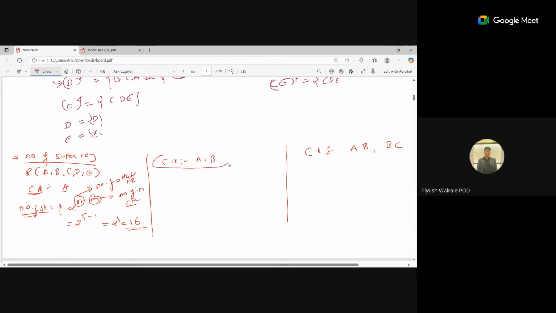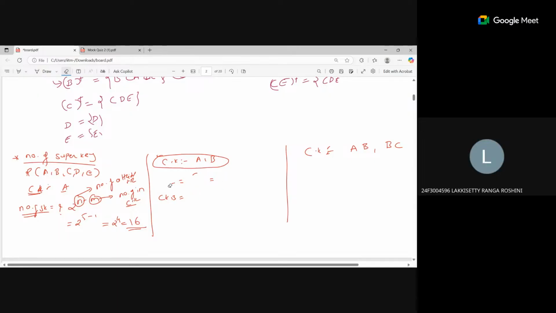What about this particular case when we have two keys? How to find it? Same formula. 8. Yeah, but here you can see the super keys using A will be 2 to the power 5 minus 1, that is 16. Super keys using B, we can find out similarly, 2 to the power. Okay, how did you get 8?